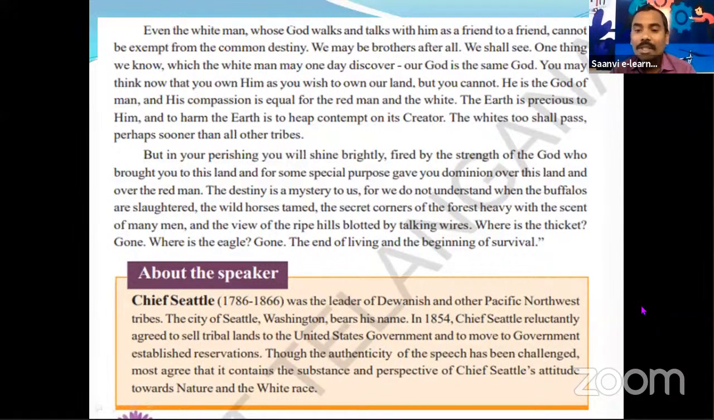In 1854, Chief Seattle reluctantly, which means unwillingly, agreed to sell tribal lands to the United States government and to move to government-established reservations. So in 1854, Chief Seattle and his group were happily living in an area very close to the forest. During that time, the American government wanted to buy that land, and they allotted Chief Seattle and his group some government-established reserved areas.